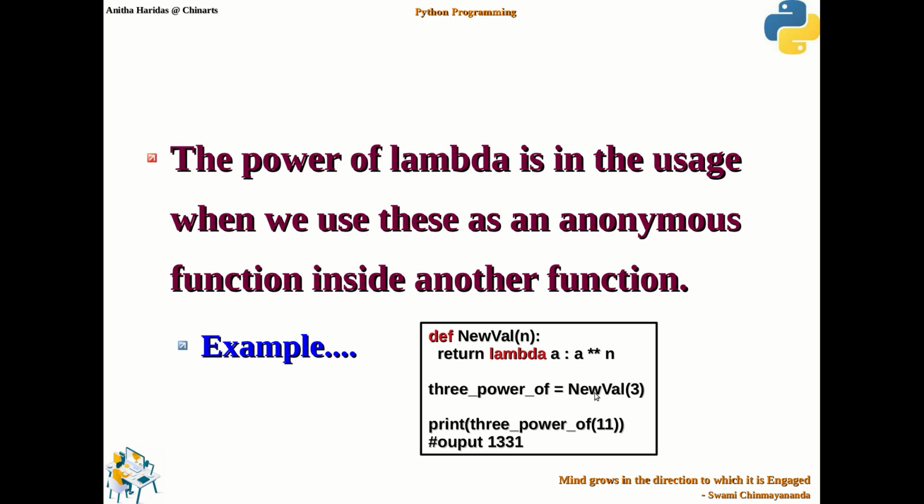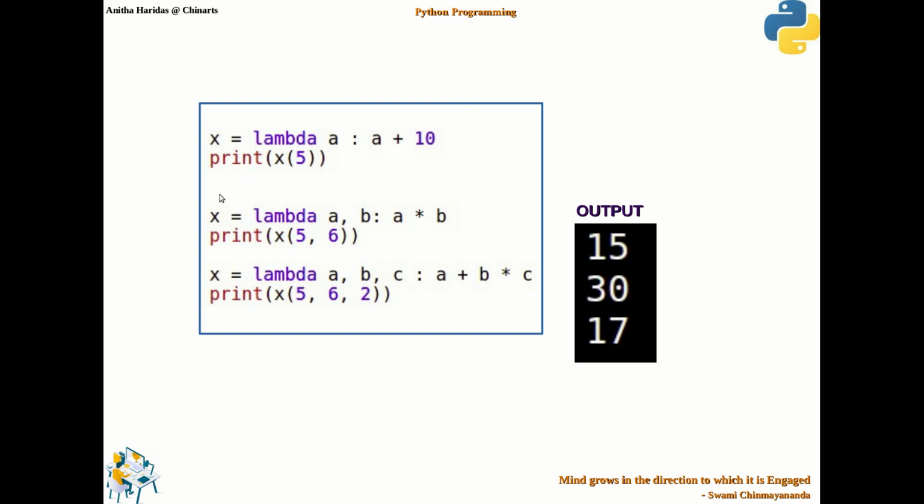Now you are going to invoke the normal function by passing 3, and this will be returning this particular value. So when it is returning, it is going to return a lambda function. So 3 power of becomes a lambda function. Lambda function somewhat similar to x.